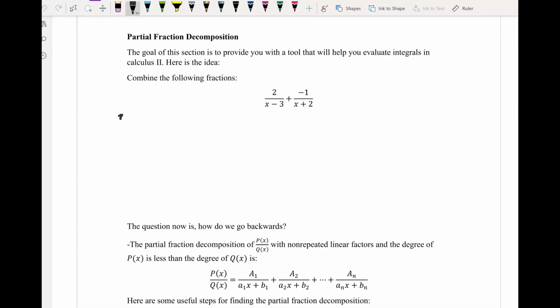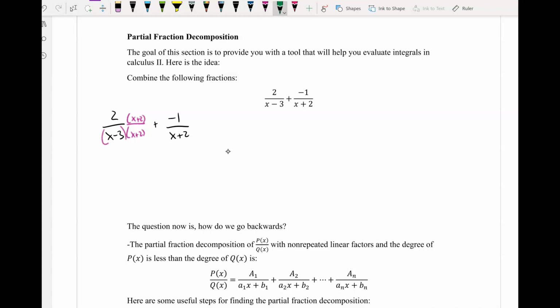So we have 2 over x minus 3, plus negative 1 over x plus 2. One of the things that would be really useful to combine these is to make the denominators the same. If this has an x minus 3, it needs what the other one has. So I'm going to multiply this fraction by x plus 2 on both top and bottom, because that is the thing you have in the denominator of the second fraction.